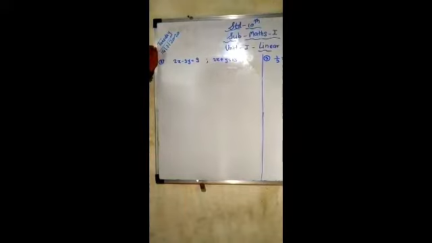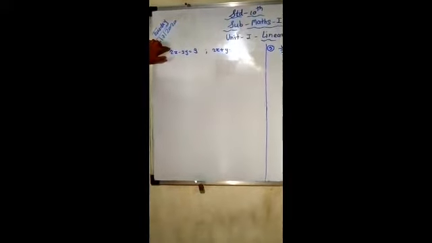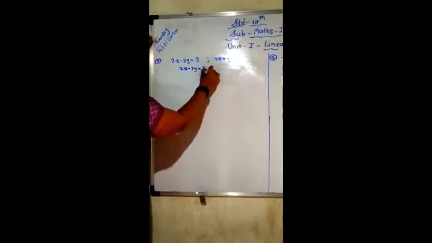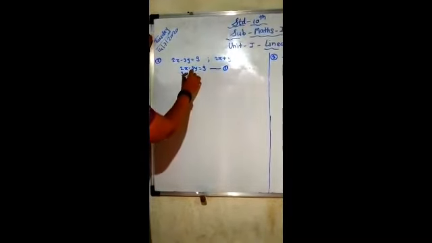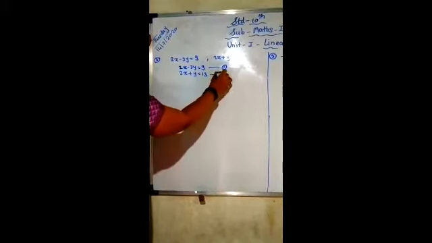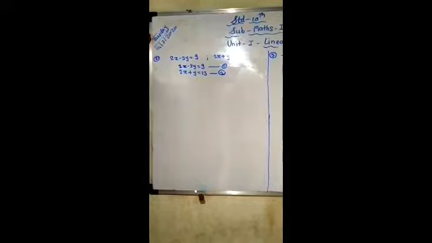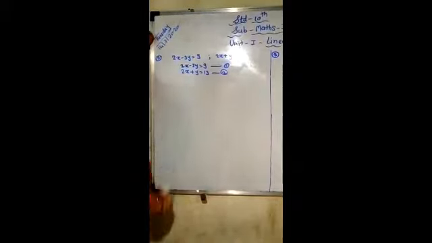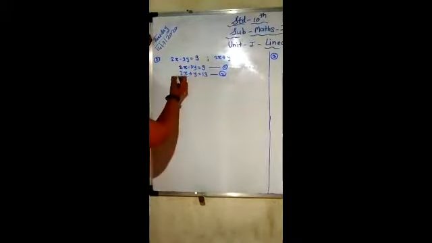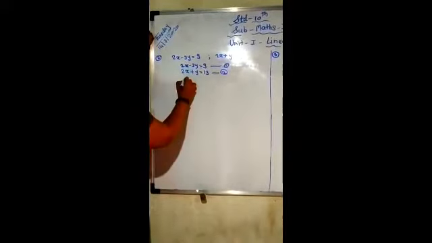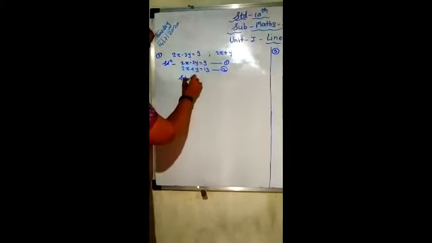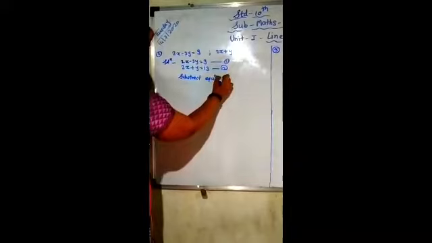Next example: 2x minus 3y is equal to 9 and 2x plus y is equal to 13. In that same method we have to write 2x minus 3y is equal to 9, say first equation, and 2x plus y is equal to 13, say it is the second equation. In that equation, coefficients of x in both equations are the same. Therefore, here also we subtract the equation 1 and 2.